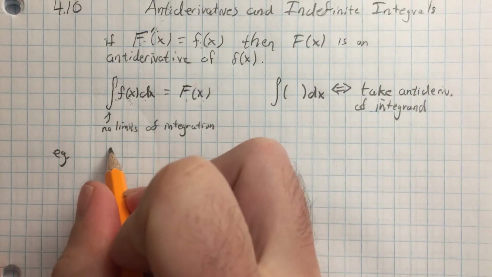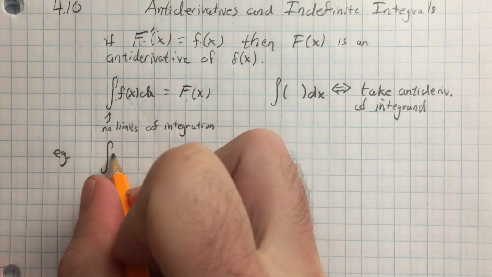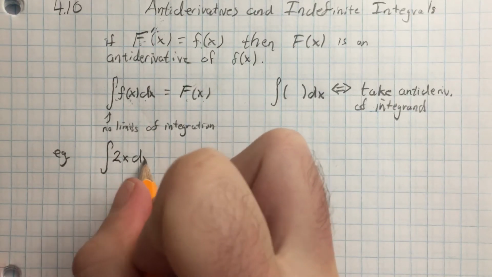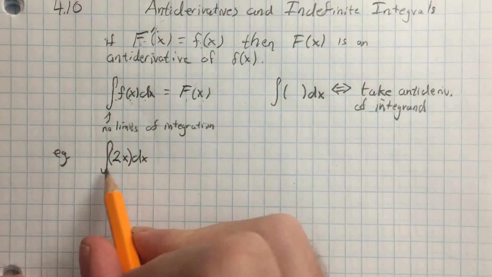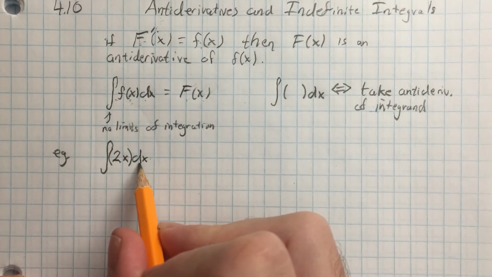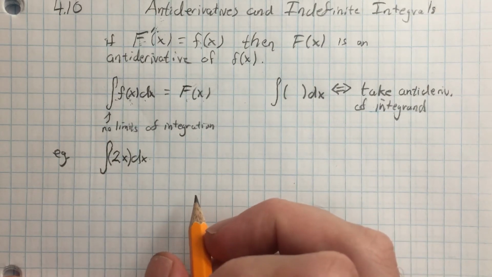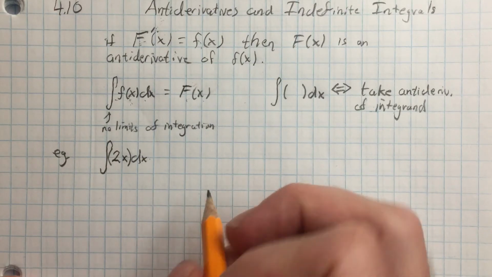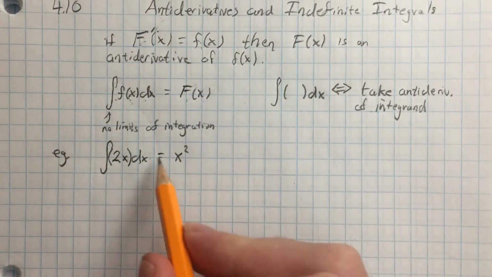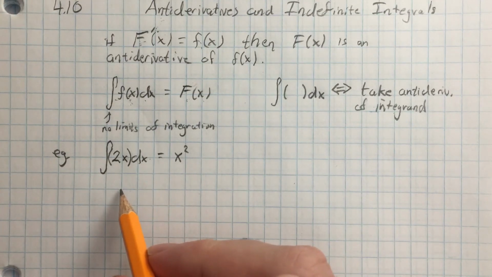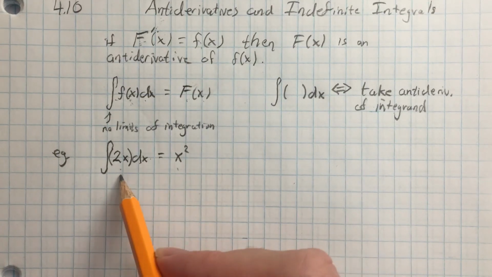Let's take a small example. So let's say we want to find the antiderivative of 2x. I want to apply the antiderivative operation, you might think of it that way, to 2x. Well, we know that if we take the derivative of x squared, we get 2x. So therefore, x squared is an answer to this setup. Right? So the antiderivative of 2x is x squared because the derivative of x squared is 2x.